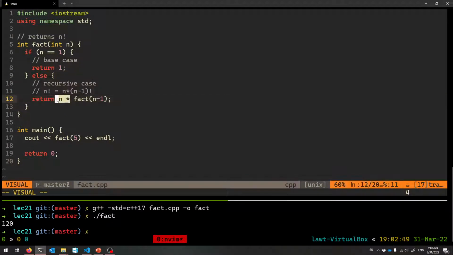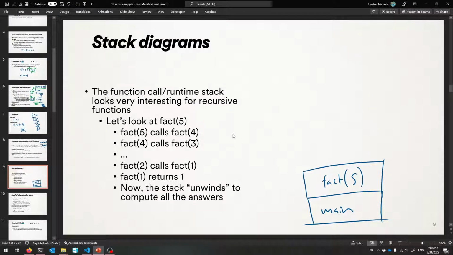So we need to multiply 5 by fact of 4. n minus 1 is 4 in this case. So we need to go off and compute this before we're ready to multiply our 5. Yeah, so fact of 5 is going to call fact of 4. It needs to know the answer for 4 factorial so that it can multiply its 5 by that.